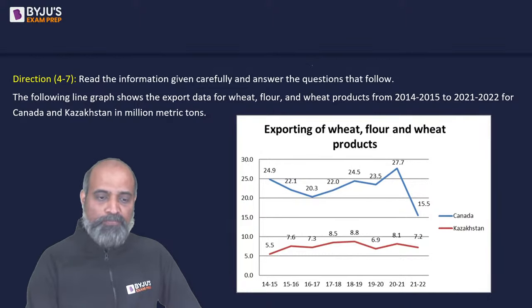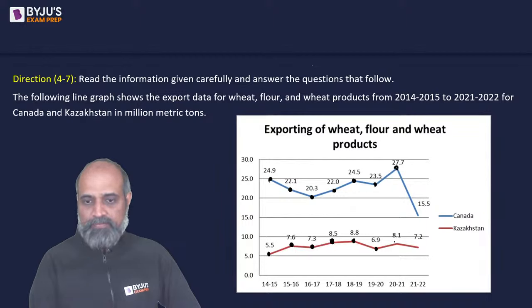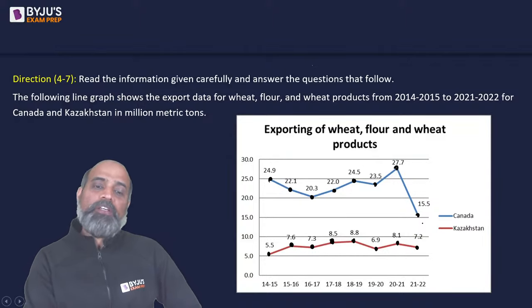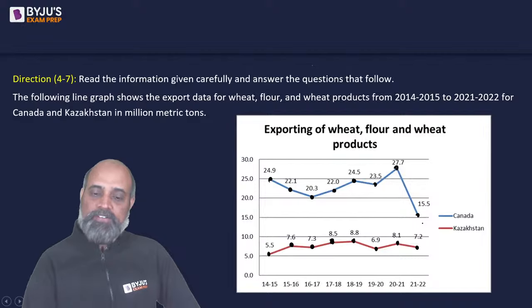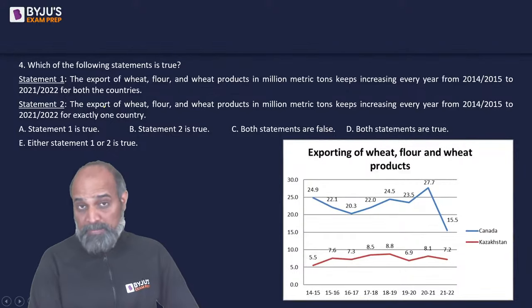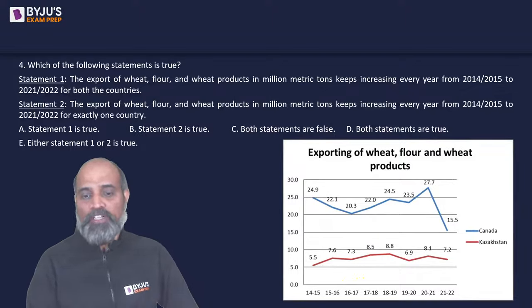So 5.5, 24.9, 7.6, 22.1, 7.3, 25, 22.0, 8.8, ये ऐसे चल रहा है, ठीक है. Okay. Now there is nothing more given, so it's the period given, right? So first question is, which of the following statements is true? Statement 1 says the export of wheat flour and wheat products in million metric tons keep increasing from year 2014-15 to 21-22 for both the countries.